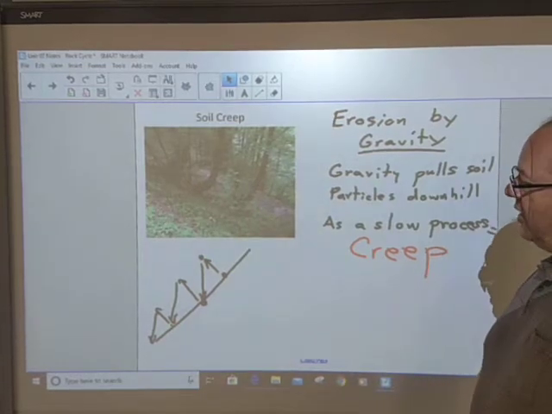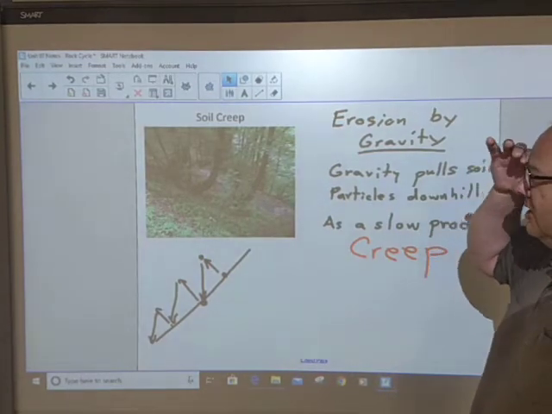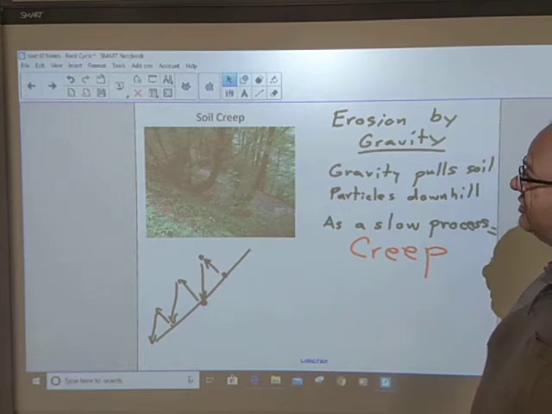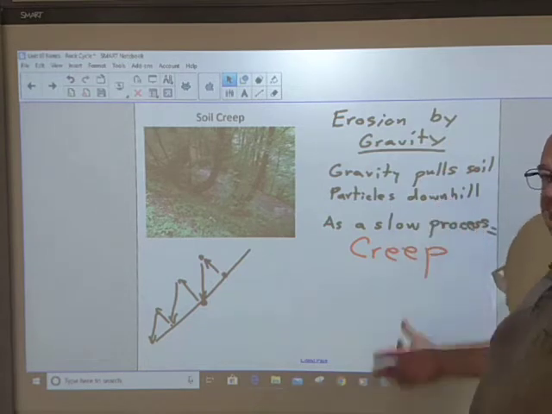Here's a cool one to think about. It's called creep. Yeah, lovely scientific words. Soil creep. And this is really a function of gravity a little bit.